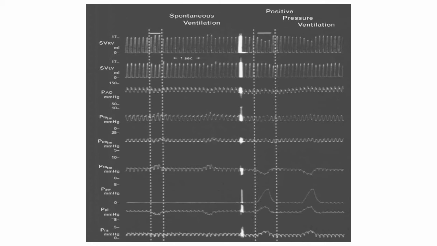Comparing that now to the positive pressure situation, again, the second last trace there, you can see that the pleural pressure is increased with positive pressure ventilation, and then again looking at the top, the right ventricular stroke volume is decreased as that increased intrathoracic pressure impairs the venous return, and also increases the pulmonary resistance and impairs the blood flow from the right side to the lungs.